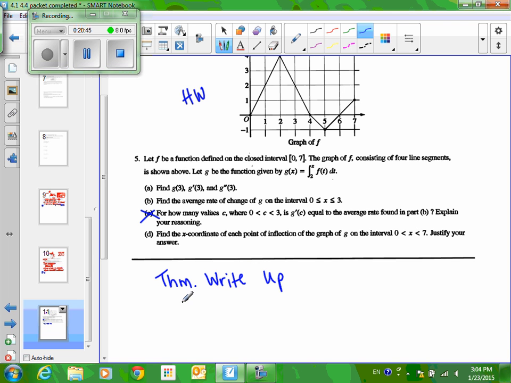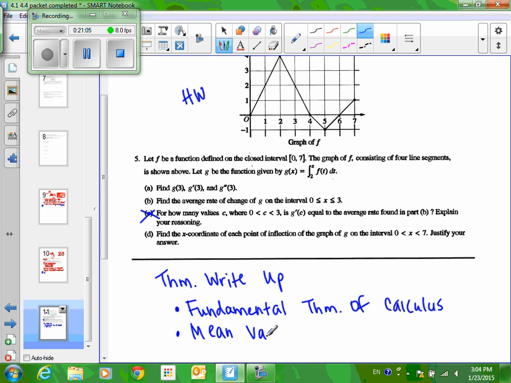We're going to do 2 theorem write-ups. We're going to do one on the fundamental theorem of calculus. And my goal for you is that you finish this and turn it in before you leave. I think you have enough time to do that. And then the second one you're going to do on the back is the mean value theorem for integrals.